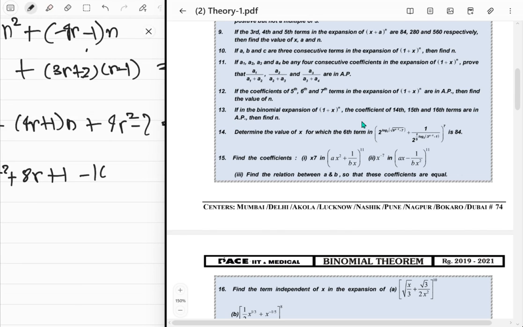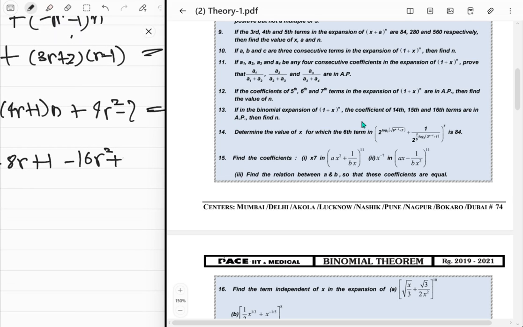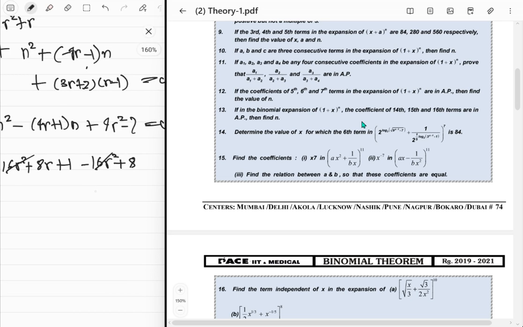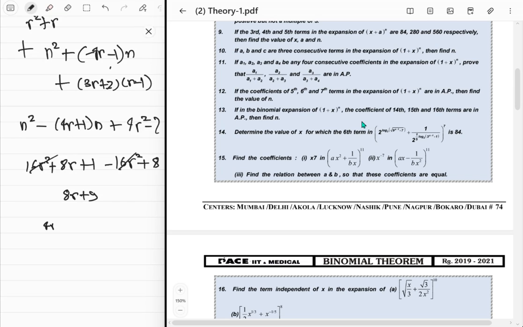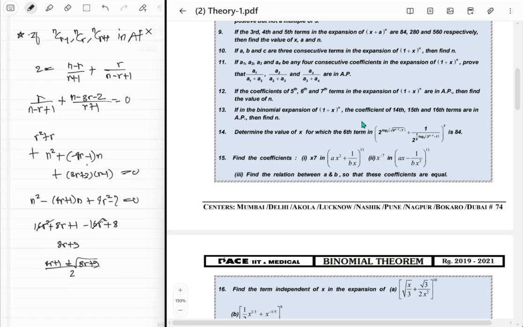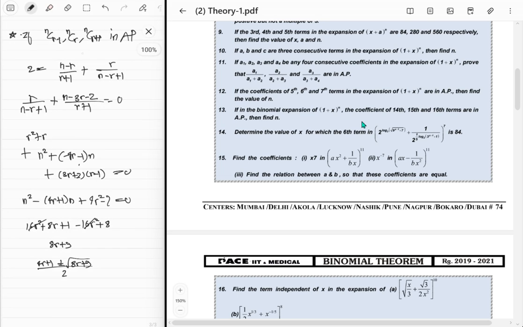So minus 16R squared. This is nice, right? This cancels out somehow. Minus 16R squared plus 8 cancels. Cool. Just got 8R plus 9, right? That's our discriminant. So the whole thing will just be 4R plus 1 plus minus the square root of 8R plus 9 or whatever. Looks good? I guess so. Yeah. Upon 2, right?